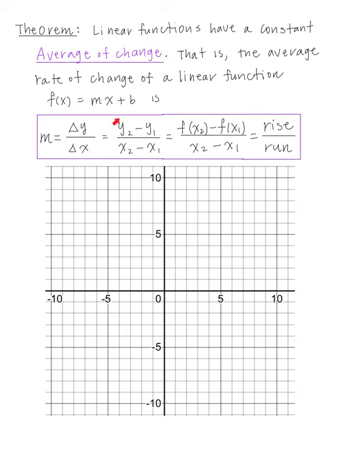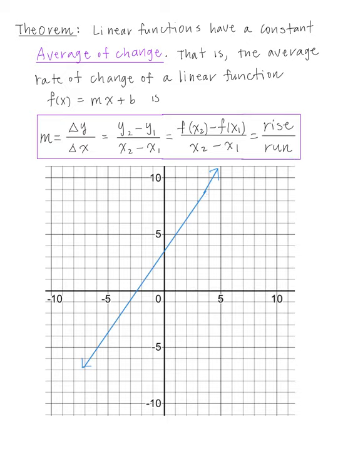Now, remember, y equals f of x. You all remember that? So with that said, y2 equals f of x2. So I can also write y2 minus y1 as f of x2 minus f of x1. Now, another way to interpret a slope, I don't know if you've heard this before or not, but we also call it rise over run, which you'll see why in a minute.